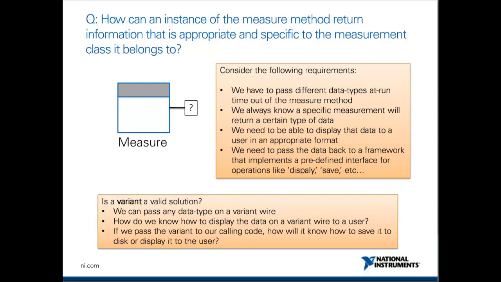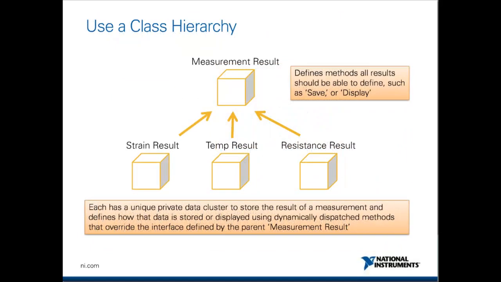So in this scenario, consider the use of a class hierarchy that represents the result of a measurement. So perhaps we have a base definition of a result and the interface that it implements, like display, save, load, log to database, etc. And then each measurement, such as strain and temperature, carries with it a definition of a child of that result class that defines what data should constitute a result and how that data might be displayed to an end user.